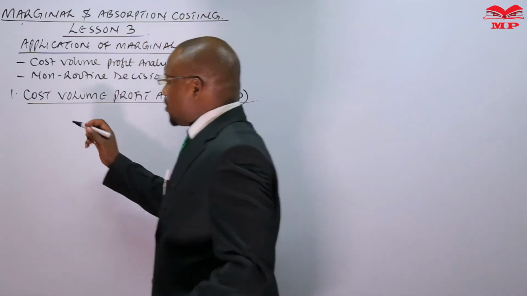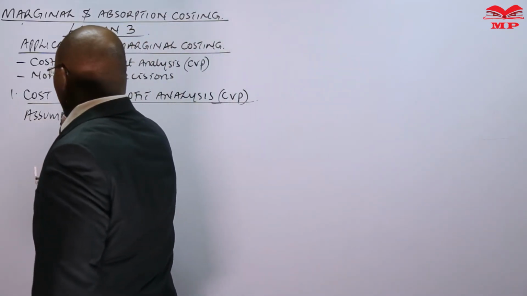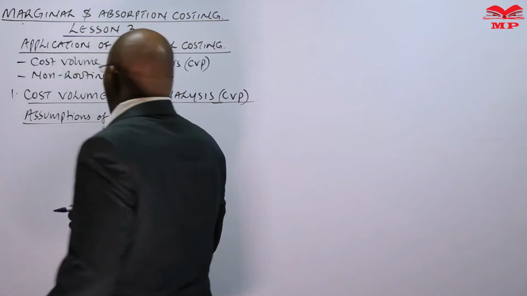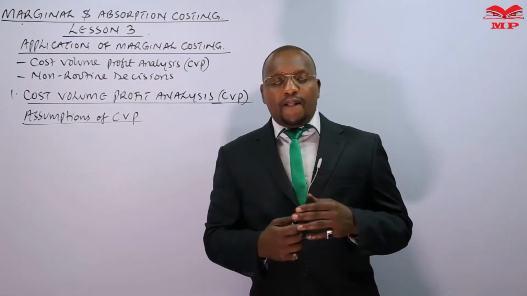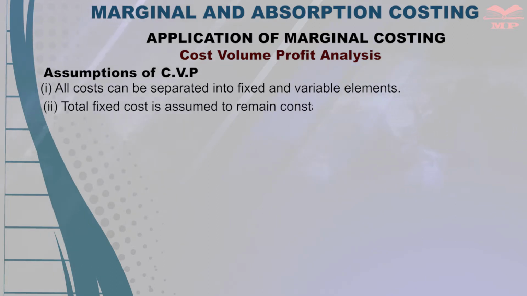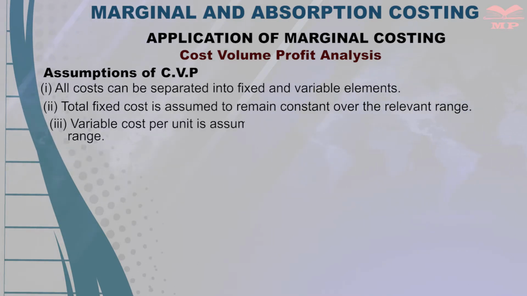Now, the assumptions of CVP. I'll give the following assumptions. Number 1, cost can be separated into fixed and variable elements. Number 2, total fixed cost is assumed to remain constant over the relevant range. Number 3, variable cost per unit is assumed to remain constant over the relevant range.